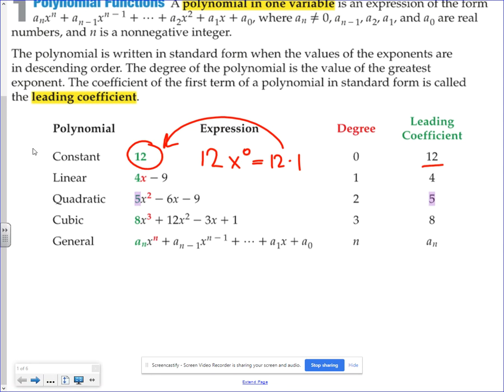Alright? Look at the next one. The next one is called a linear. The largest exponent on this is a 1. So the degree of this is 1. The leading coefficient is 4. Because if you notice, all of these are already written in standard form. So if you locate the largest exponent, let's just look at the cubic one. Okay? The largest exponent is 3. The next one is 2, and then 1, and then 0. So the degree of this, since the largest exponent is 3, is degree 3. The leading coefficient is the number in front of that, which is 8.